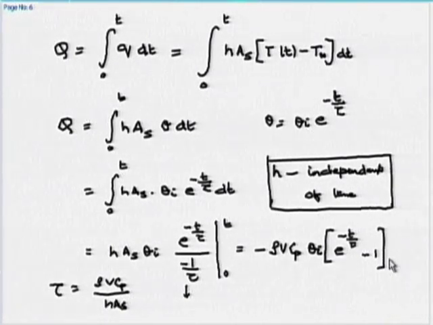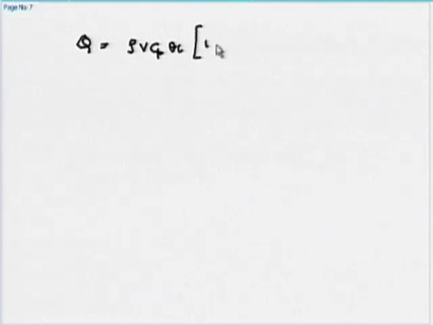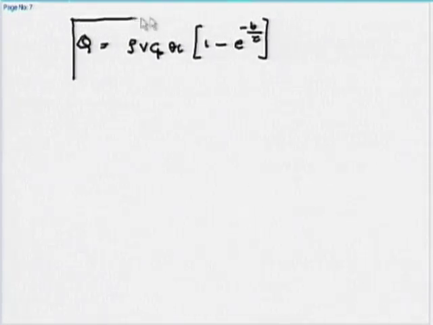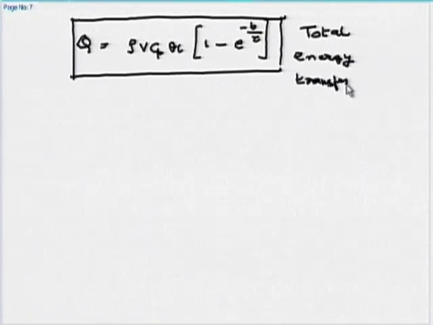So let us rewrite this equation by absorbing that minus sign inside. That is Q equals ρVCp θi times (1 minus e^(−t/τ)). So this is the total energy transfer. Let me remind you, this is the total energy transferred from whom to whom? From the hot body to the cold water, or cold liquid, or cold fluid.